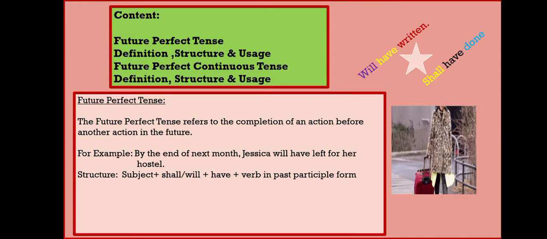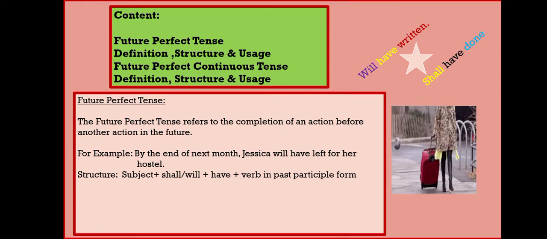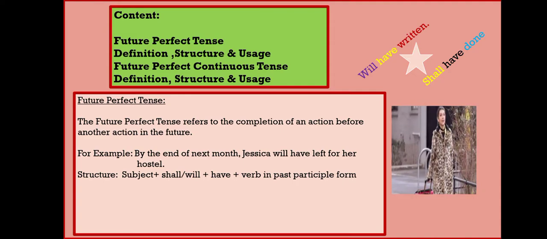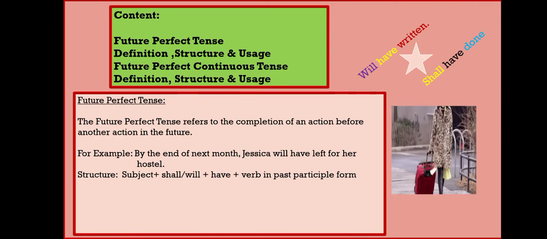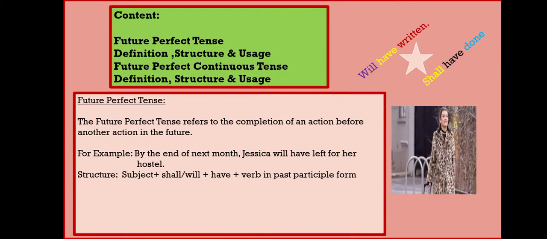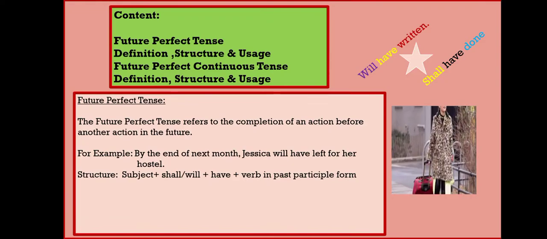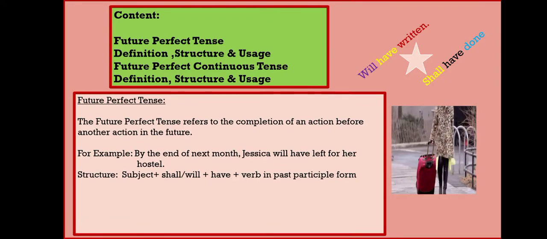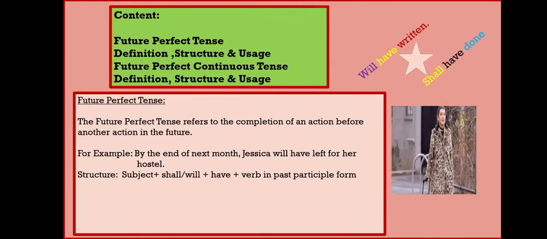Let me repeat the structure of future perfect tense. Subject plus shall or will, have, then verb in past participle form. And where to use future perfect tense? Future perfect tense is used to talk about actions that will be completed by a certain future time. I hope you have understood.